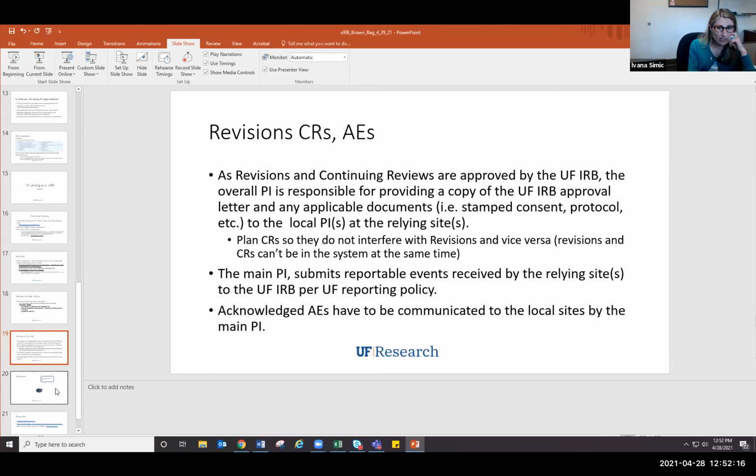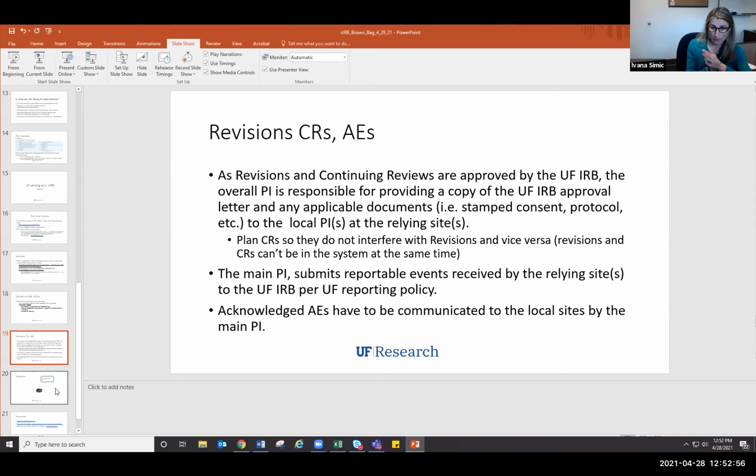What's of essence here is to be very careful about planning your CRs in relation to your revisions. The caveat here is that although a revision to add a site and a main revision can be in play at the same time, a revision to add a P site or a revision cannot be in play at the same time as continuing review. So you have to be very strategic about when your continuing review deadline is. I recommend that you set your internal deadline far before the actual deadline. We send you a first notification about study expiration 90 days before it expires. That's your time when you really need to act and get things going.